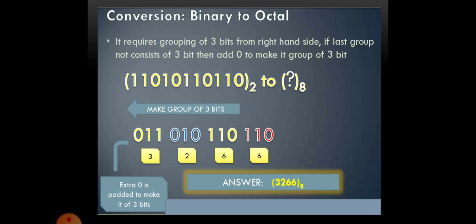Very simple. The only thing you need to do is split the given binary number into 3-bit groups. Each group has 3 bits. If the final or last group doesn't have 3 bits, then you have to add 0 on the leftmost side. That is the only thing. Then write the equivalent octal number. That's all.